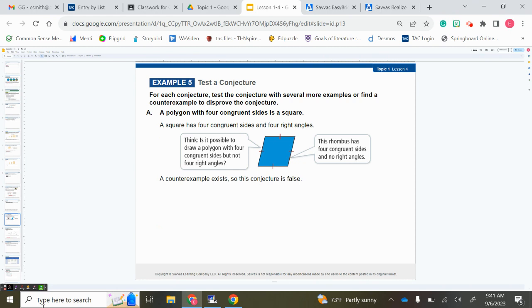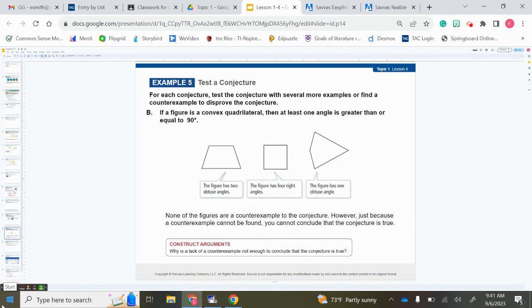If it has 4 congruent sides, did we just prove the conjecture false? Yeah, that's all it takes. So nice, so simple, so easy, right? Let's take a look at this next one. If a figure is a convex quadrilateral, then at least one angle is greater than or equal to 90.